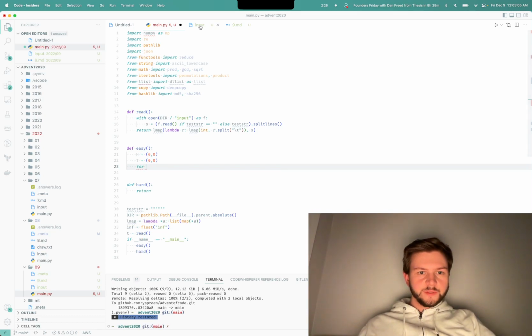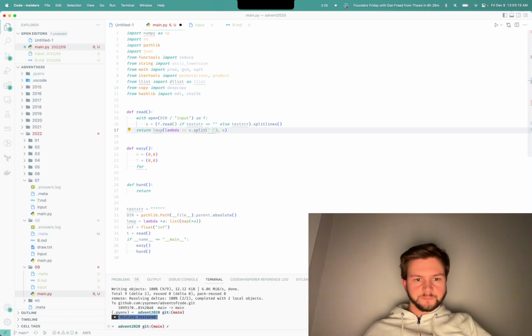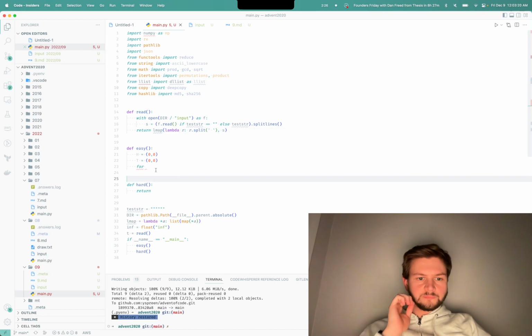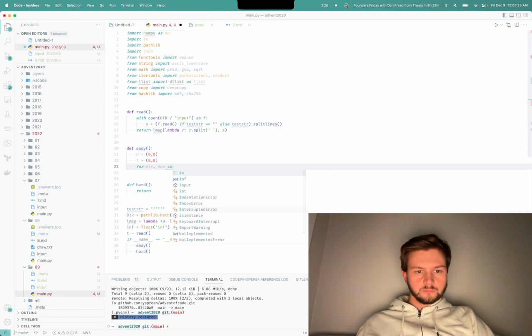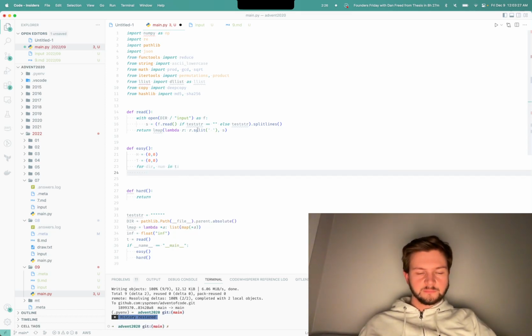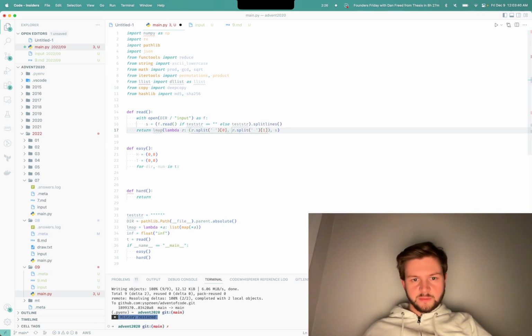For movement, we just do a split of base. Of course, it's called R. For direction and number in T, and we want to do split 0, split 1 int.